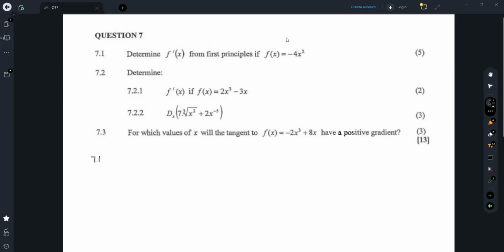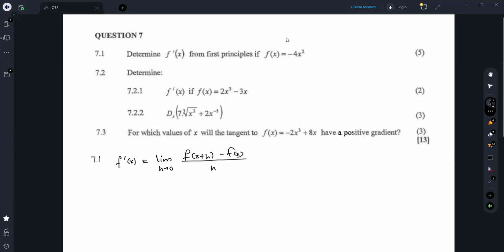Now, every time they want us to use the first principle, you know that we have a formula that helps us find the first derivative, isn't it? Which is: the first derivative is equal to the limit as h approaches 0 of f of x plus h minus f of x, all divided by h. So this is the formula that we're going to use anytime they indicate to us that we should find the derivative using the first principle.